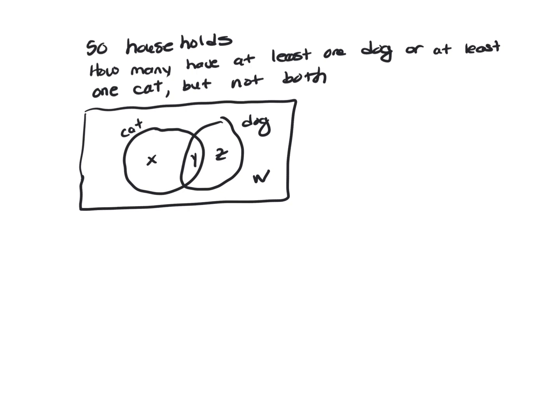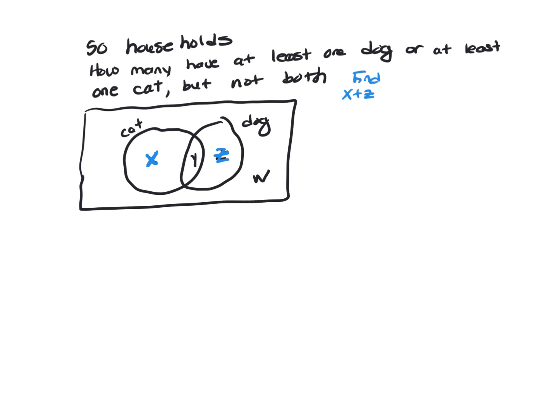Trying to figure out how many have at least one dog or at least one cat, but not both. So at least one cat, that's going to be X. And at least one dog, that's going to be Z. I've gone the route of a Venn diagram because whenever there's an intersection, that's just the way my brain works. So I'm trying to find X plus Z.